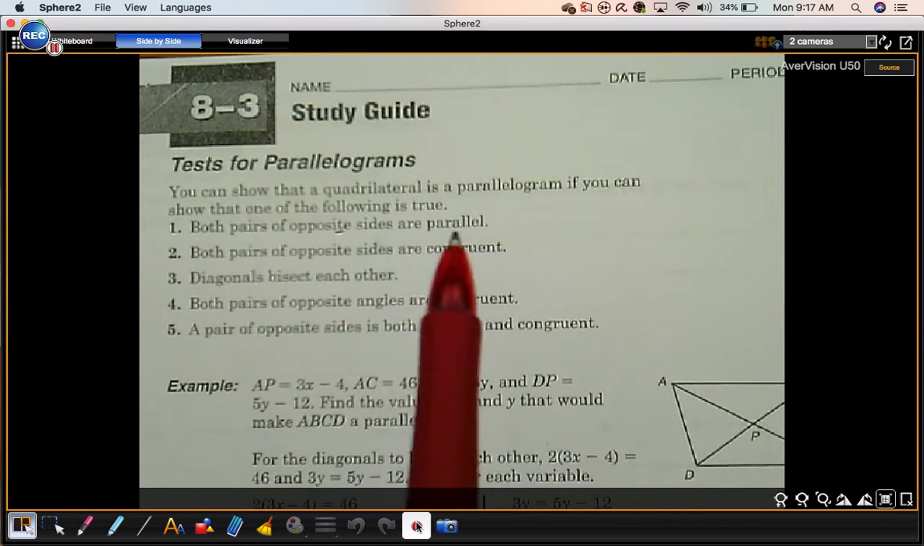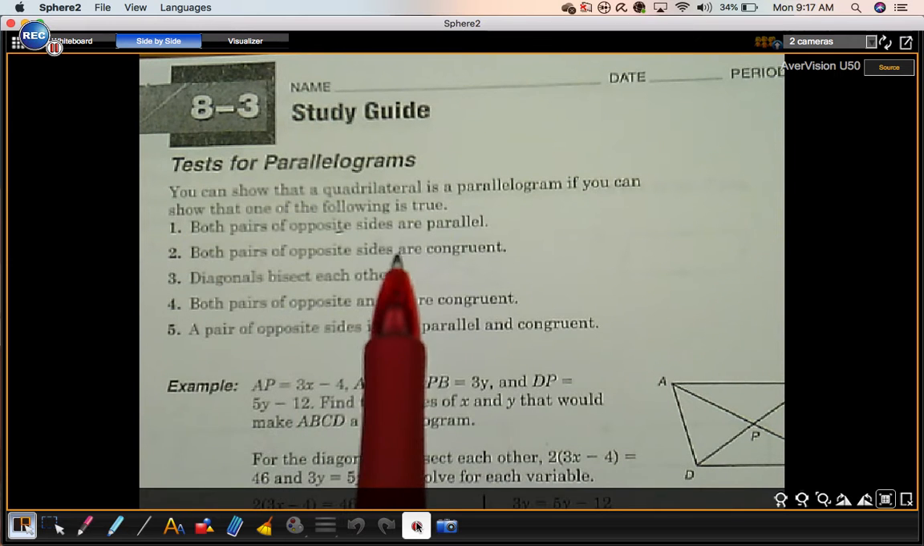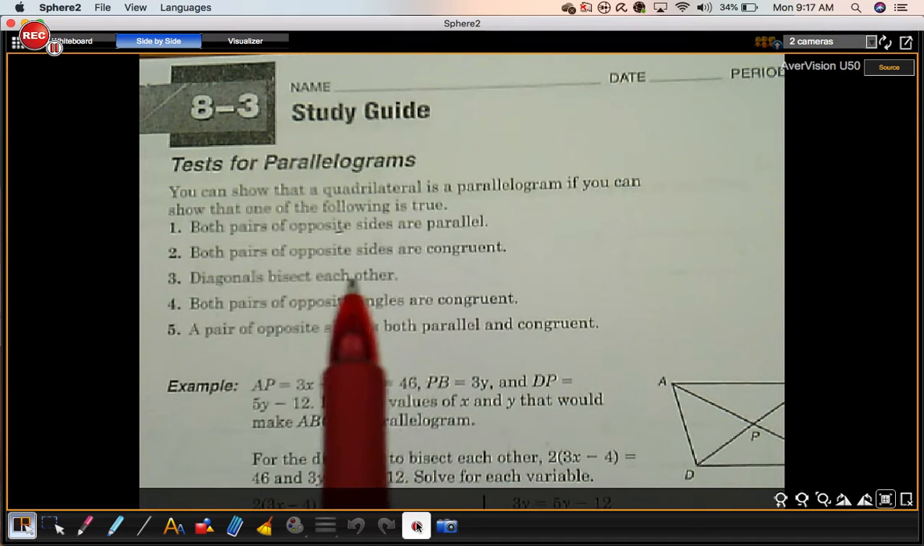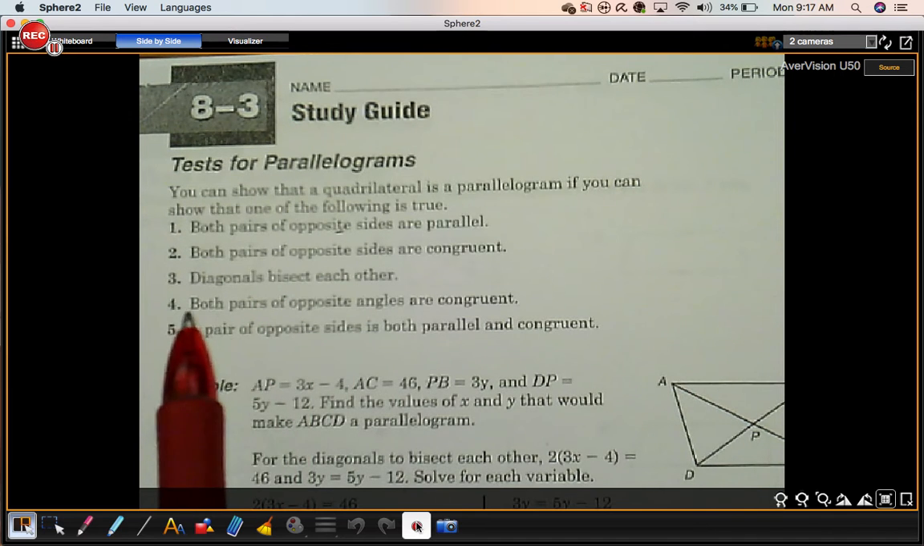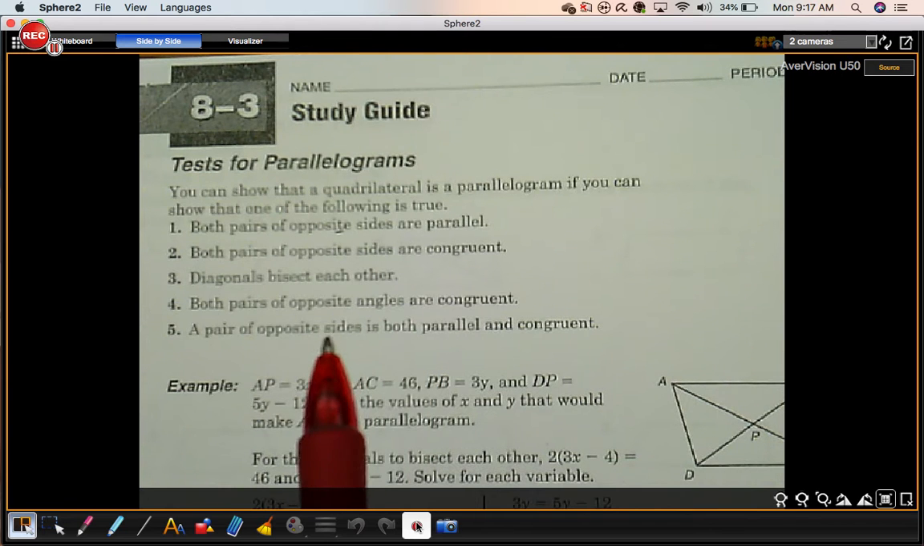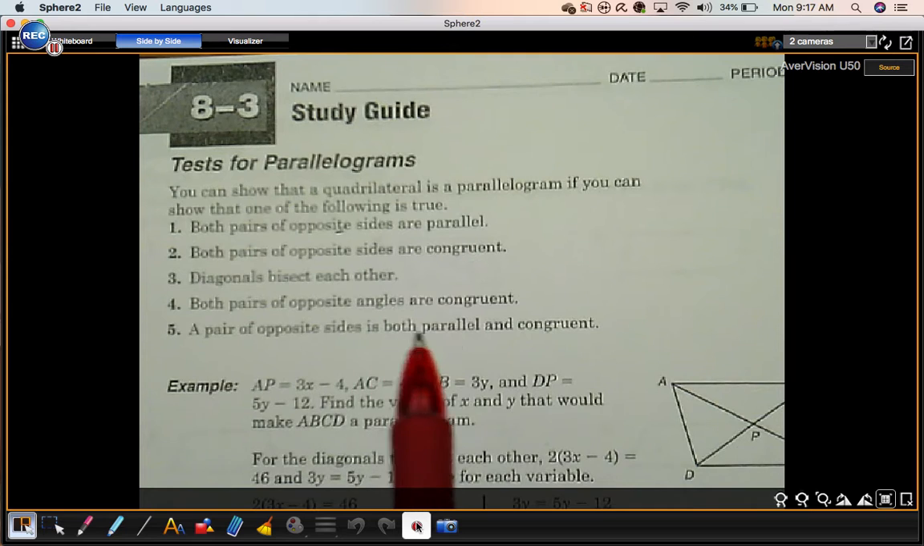Both pairs of opposite sides are parallel. That's your definition. Number 2 says both pairs of opposite sides are congruent. That's a theorem. Number 3 says the diagonals bisect each other. Also a theorem. Number 4 says both pairs of opposite angles are congruent. Number 5 is a pair of opposite sides is both parallel and congruent.